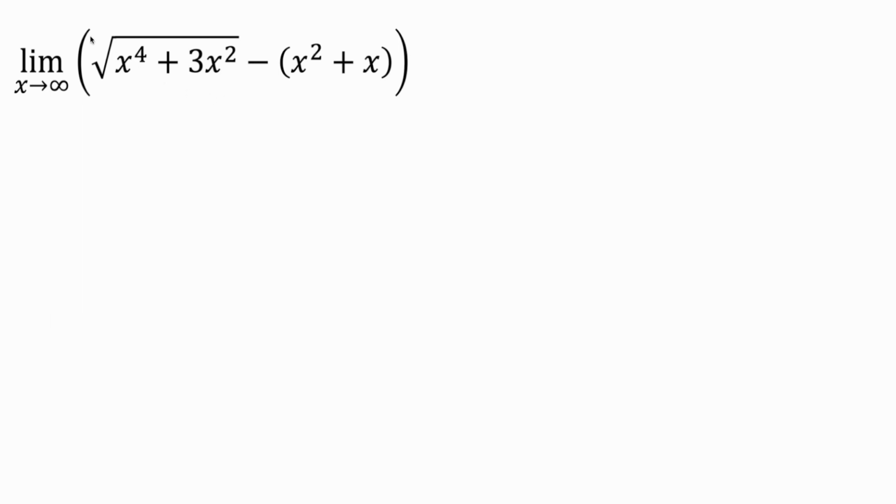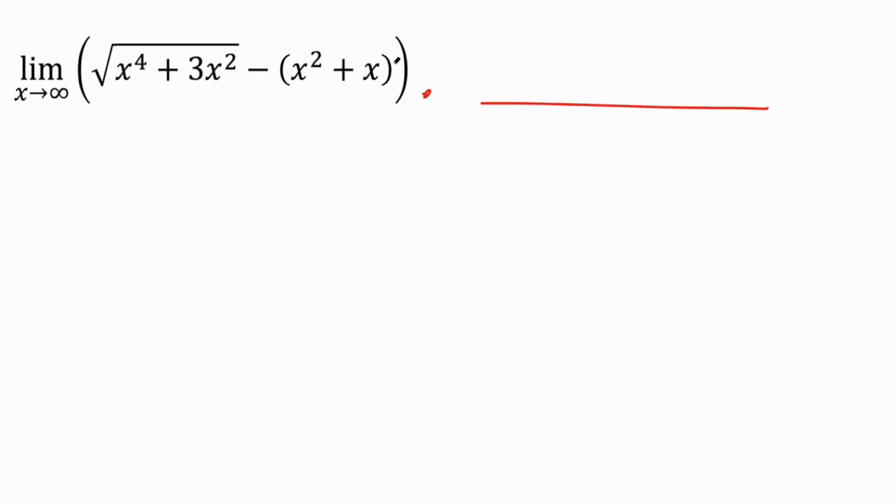Okay, in this video, we're going to solve this problem right here, and so let's begin. So if we plug in infinity here and infinity there, you essentially just get infinity minus infinity. And that's a red flag that you need to approach this problem differently. And so what I'm going to do is multiply by the conjugate, and I'll show you what I mean by that.